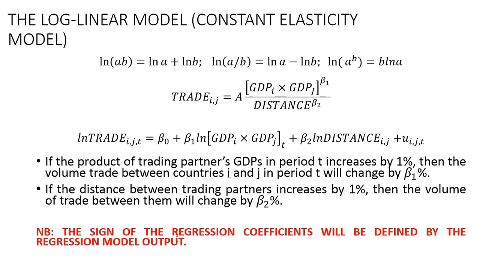So if the product of trading partners' GDPs in period t increases by 1%, then the volume of trade between countries i and j in period t will change by beta 1%.